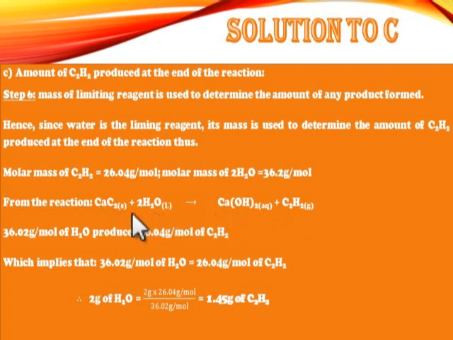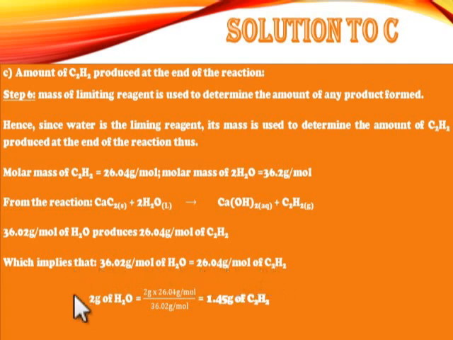Okay, good. So we've calculated the molar mass of ethane to be 26.04 and the molar mass of 2 moles of water to be 36.02. So we have it that 36.02 gram per mole of water produces 26.04 gram of ethane, that is C2H2, which implies that 36.02 gram per mole of water is equal to 26.04 gram per mole of ethane.